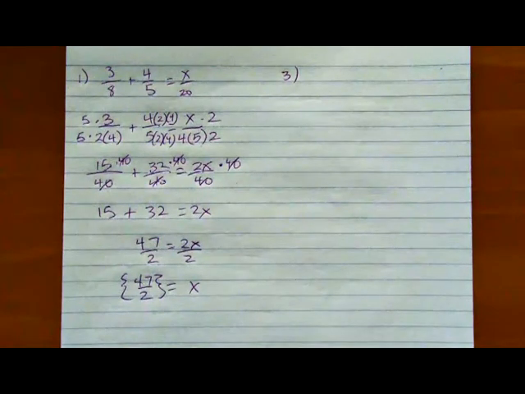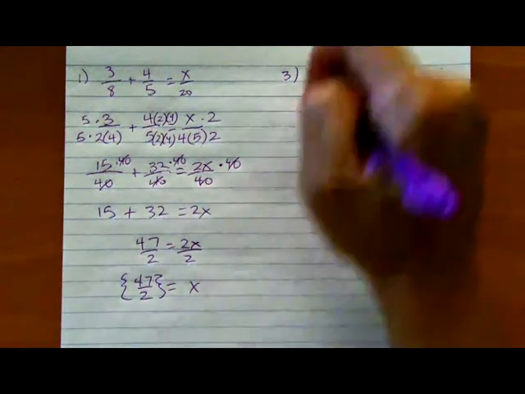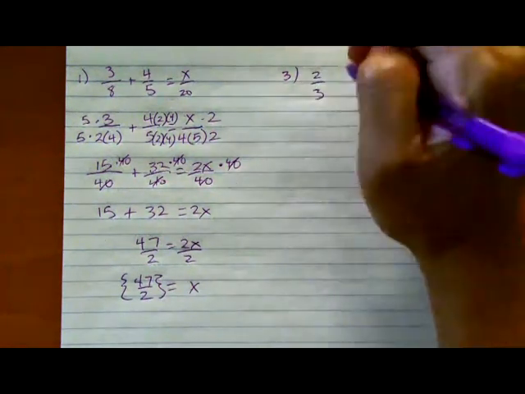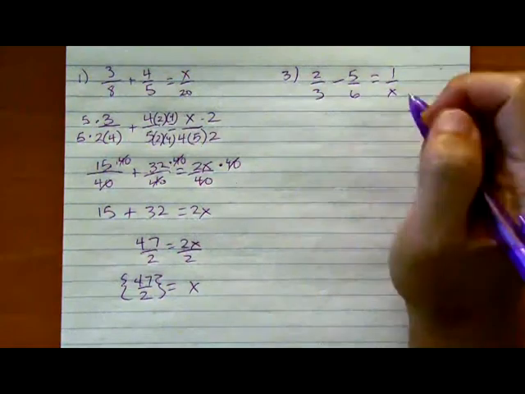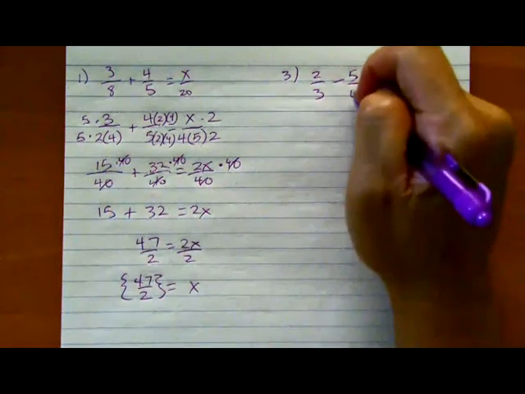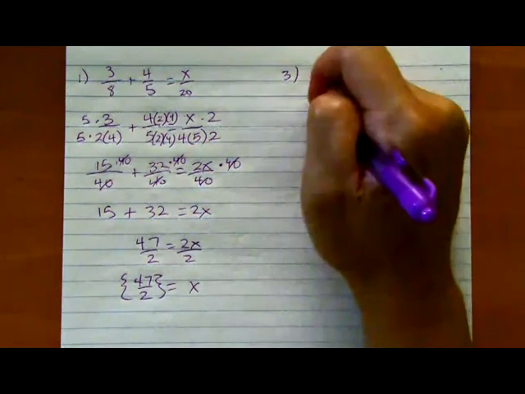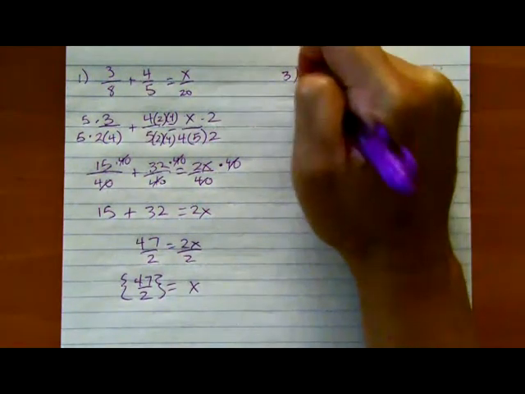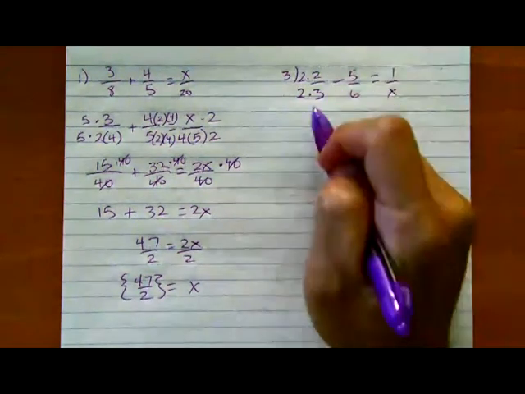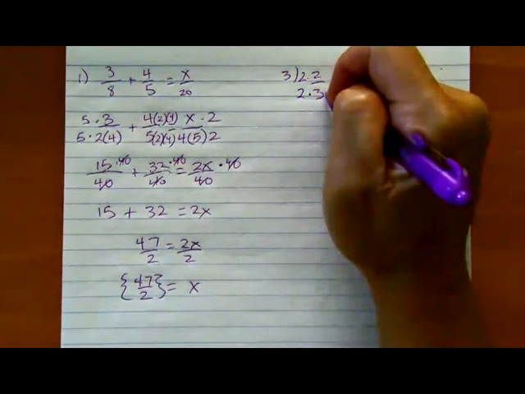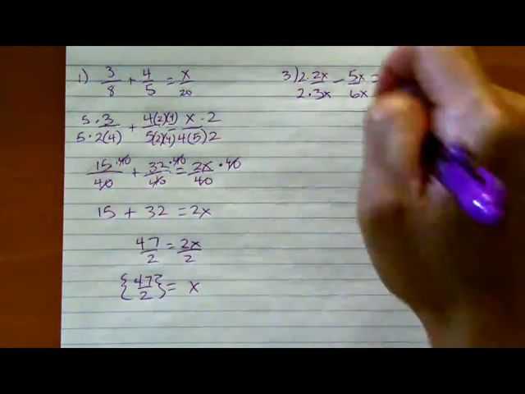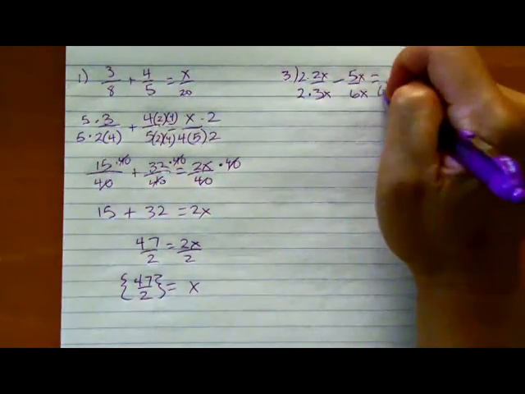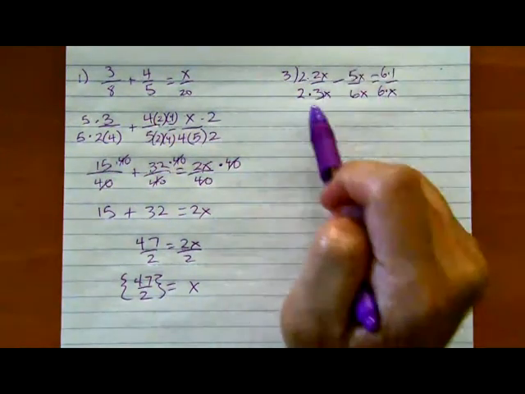Okay, number 3. 3 says 2 over 3 minus 5 over 6 equals 1 over x. Okay, so we can change the 3 to a 6, multiply top and bottom by 2. That's already 6. Now, this denominator is also missing the x, so I'm going to multiply top and bottom by x. This one is missing the x, top and bottom. This one, you need to multiply top and bottom by 6. So all the denominators are 6x.